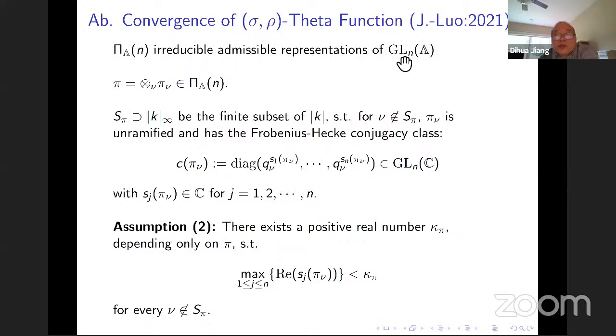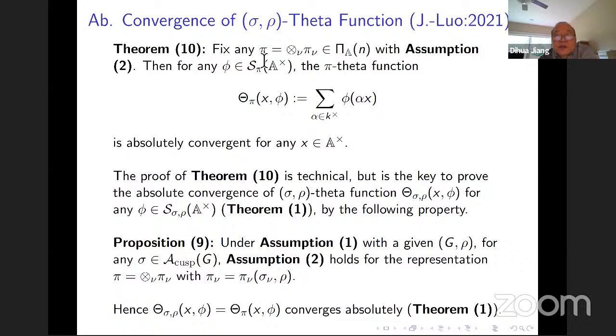Now this is just an irreducible admissible representation of this adelic group, okay? And then the assumption is this adelic representation, the unramified part, right? So this is the Frobenius-Hecke conjugacy class and these are the parameters. So this parameter is bounded, there's a uniform bound for any local place which is outside this S pi. So this is the assumption two. And so, theorem: if pi is an adelic representation of the adelic group with assumption two, then this theta function converges, absolutely converging. Okay, so you can prove this without automorphy or without cuspidality.